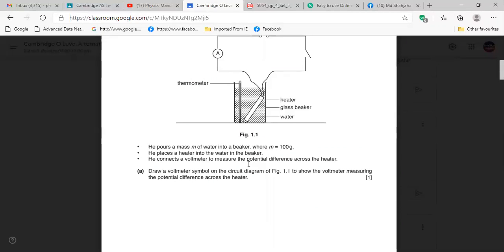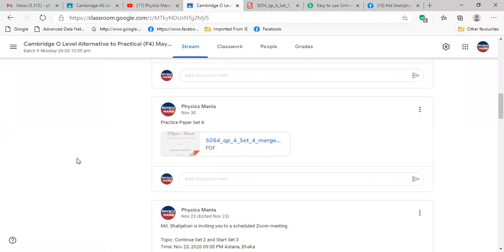Can the link of this be given? Yes, we are showing it. You see, it's from your November 30, right? You got it? Google Classroom. Okay, okay, November 30.